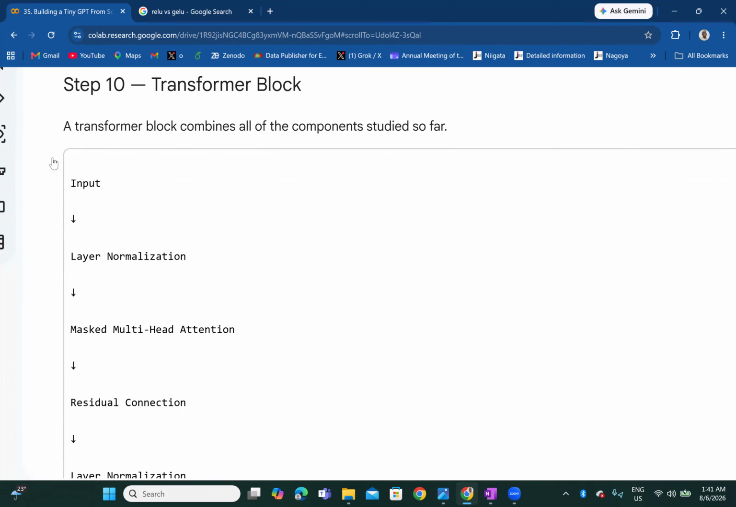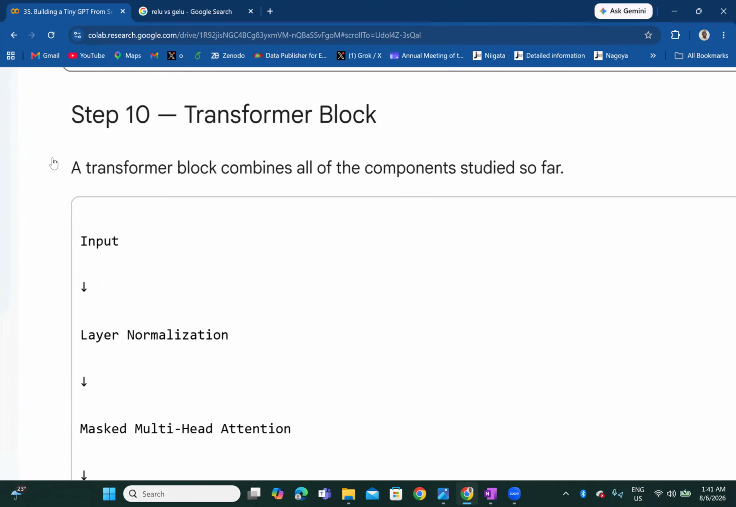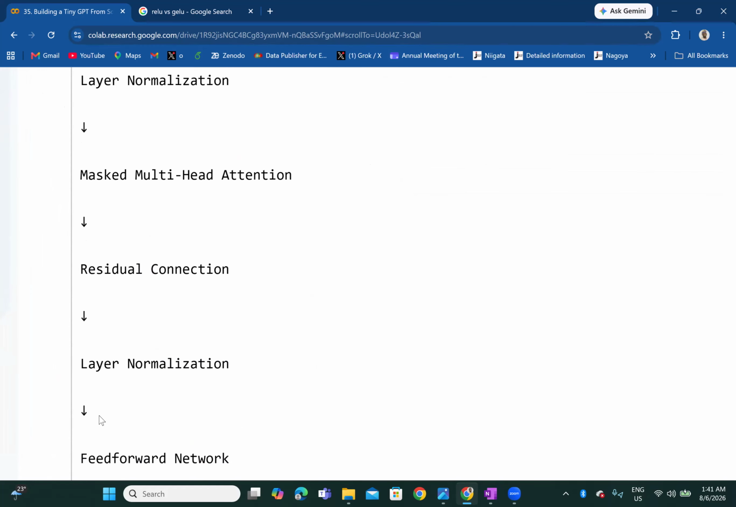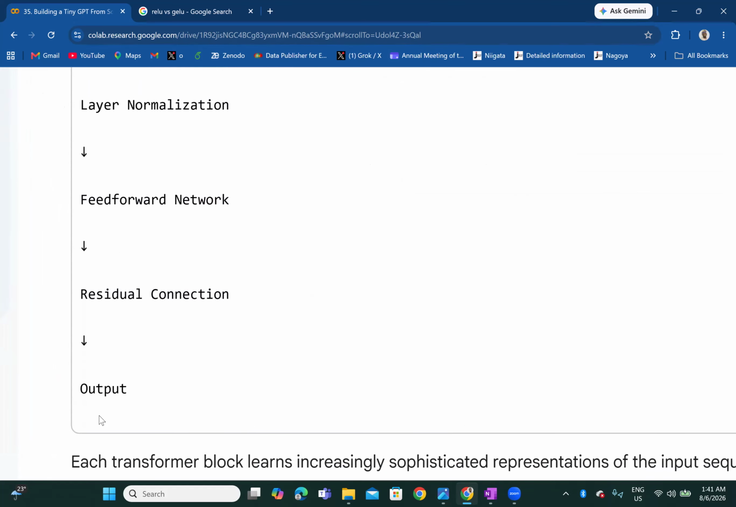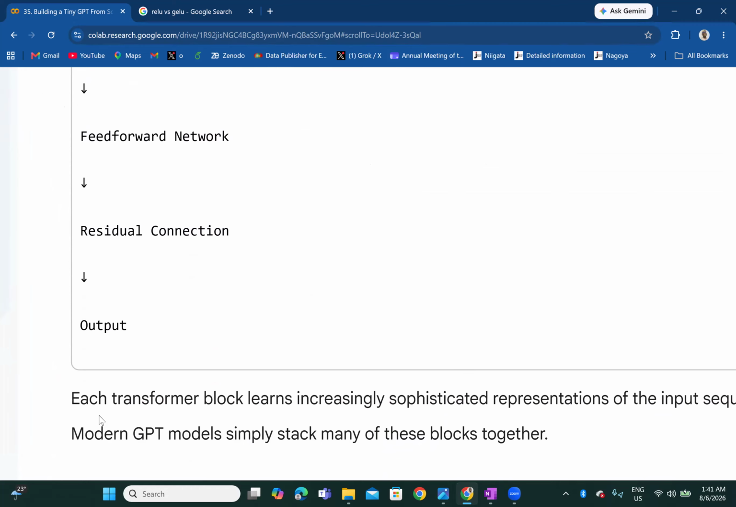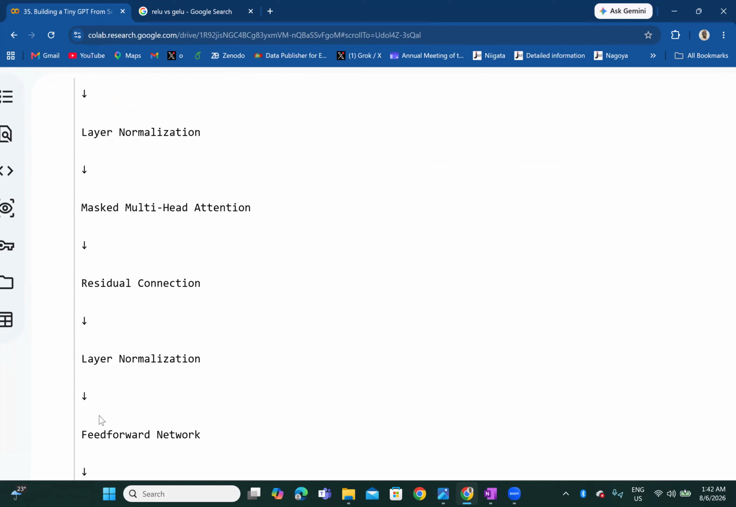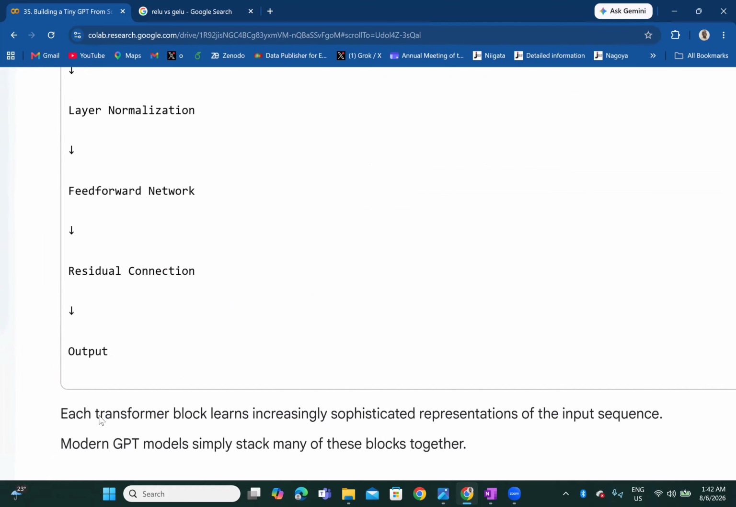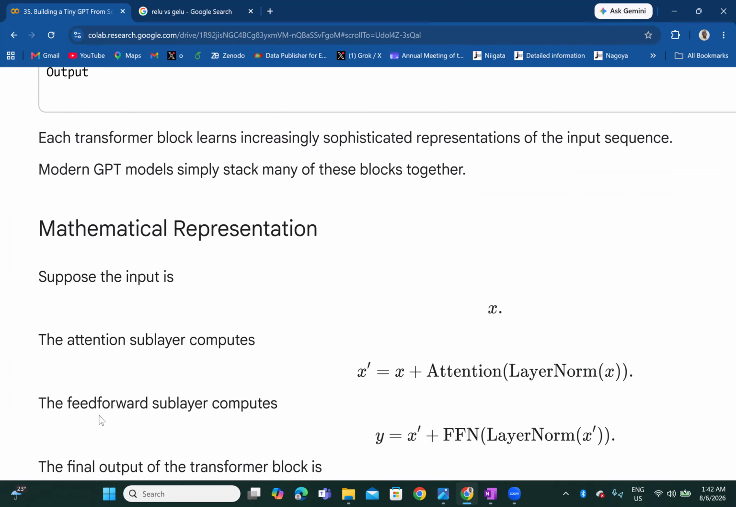So you have the inputs, you have the layer normalization, you then have masked multi-head attention, then you have the residual connection, you have the layer normalization, you have the feed-forward network, then you have residual connection, and then you finally get an output. So everything is now put together at this final phase of the transformer block. Each transformer block lends increasingly sophisticated representations of the input sequence. Modern GPT models simply stack many of these blocks together.